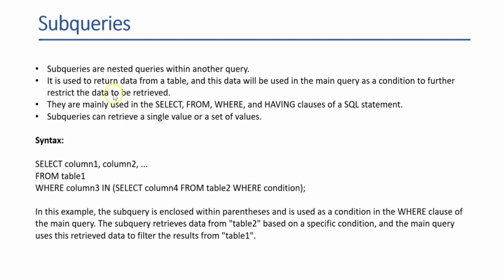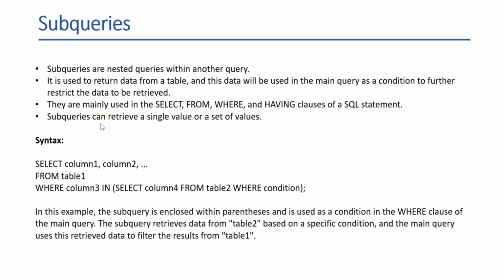Hello all. Subqueries are the nested queries within another query. So it means that you have one outer query and one inner query. First the inner query will be executed and its result will be sent to the outer query for further processing. Right? So it is used to return data from a table, and this data will be used in the main query. The main query is the outer query, as a condition to further restrict the data to be retrieved. In the outer query, you may have the other where condition to filter the results, or you can use any other clause as well. They are mainly used in the select, from, where, having, but the most important and the most popular use is with the where clause.